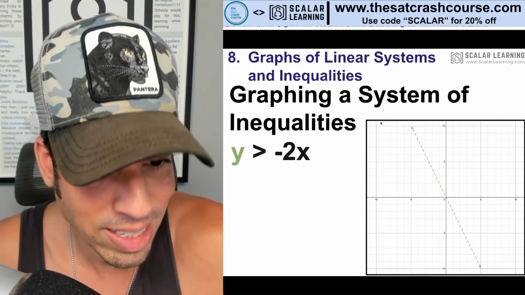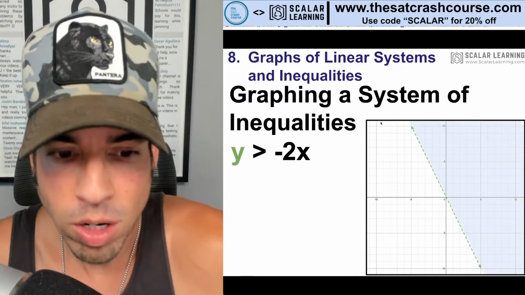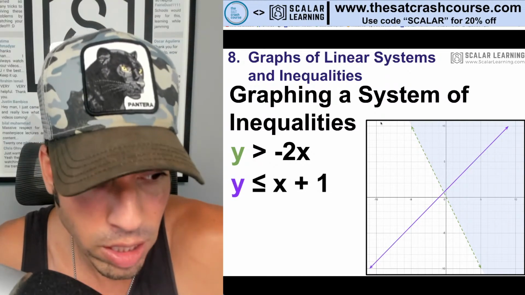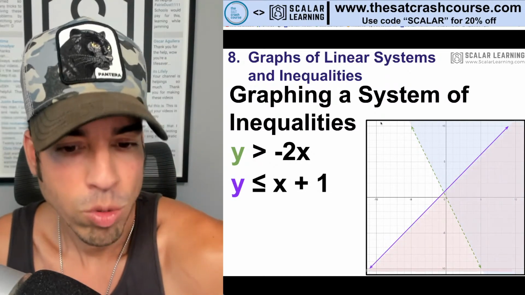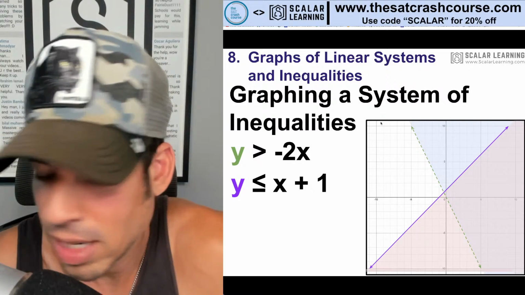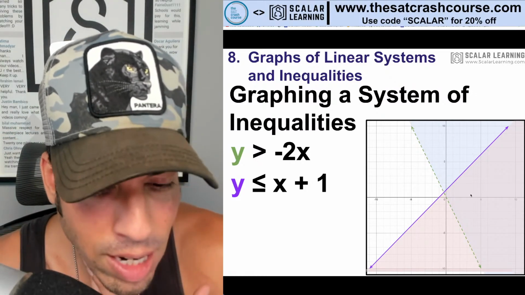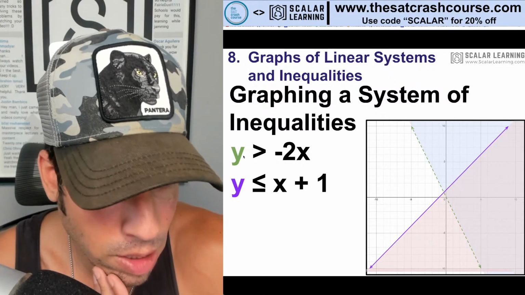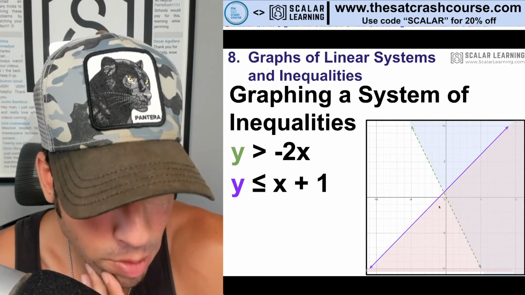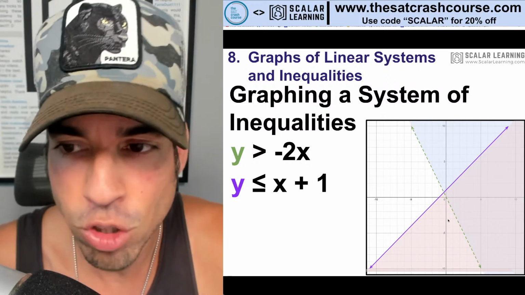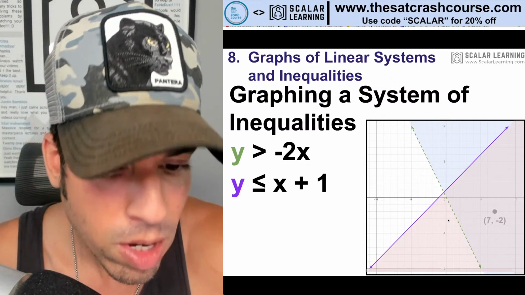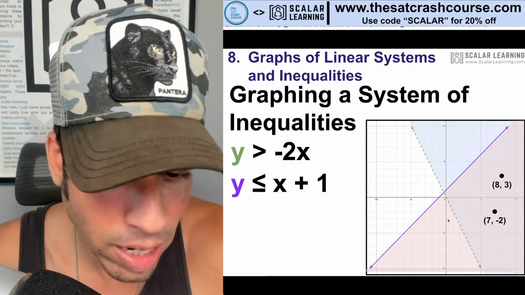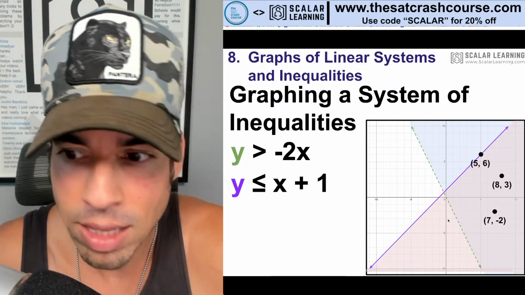All right, last but not least, a system. We said y is greater than negative 2x and y is less than or equal to x plus 1. So we got both the shading, but where's the solution set? It's where we have the overlap of the shading, kind of like this purplish area. So it's not just the shading of the green or just the shading of the purple. It's the overlap or the intersection of both. That's your solution set. So in there, 7, negative 2. In there, 8, 3, 5, 6 even on that line.